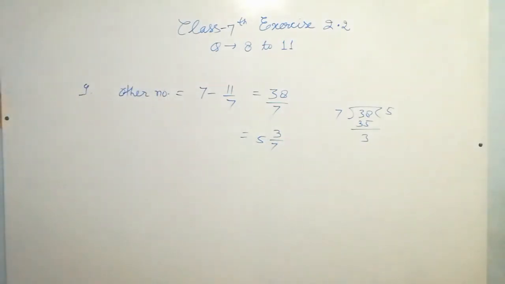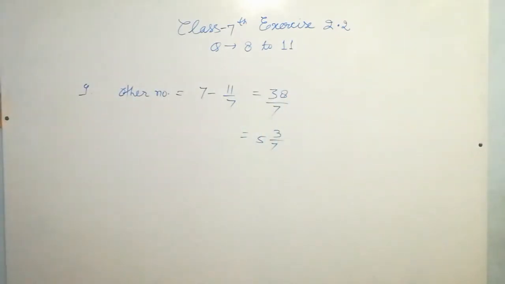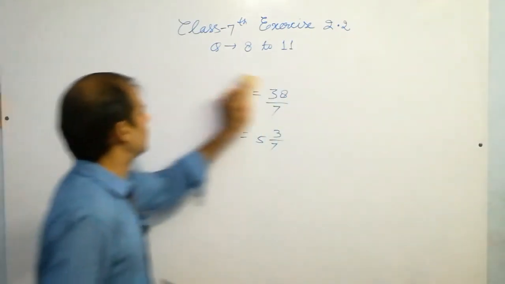So the answer of question number 9, it is 2.2, 5 and 3 upon 7. So this is the correct answer. Okay, you can match with the book also. So note it down. It's very simple.